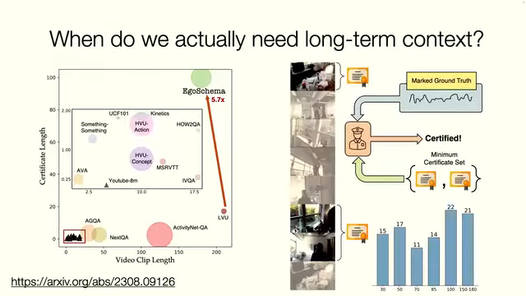And there's a nice paper, it's maybe 2 years old now, from Jitendra Malik's group that talks about when do we actually need long-term context, and they do this within the frame of reference of video action recognition, right?